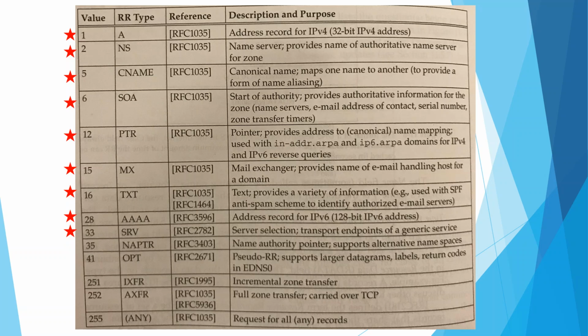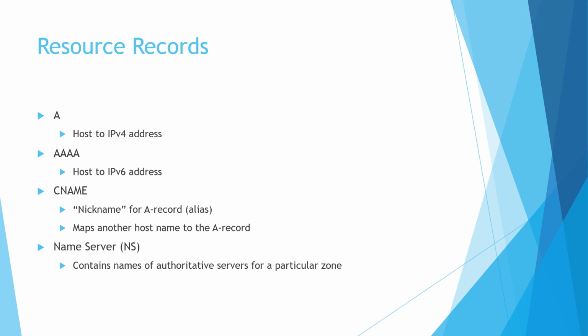So we have A, NS, CNAME, start of authority, pointer, MX, TXT or text, quad A or AAAA, and then the service record. So we'll talk about each of those in depth now.